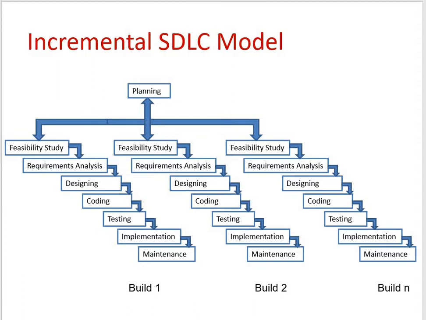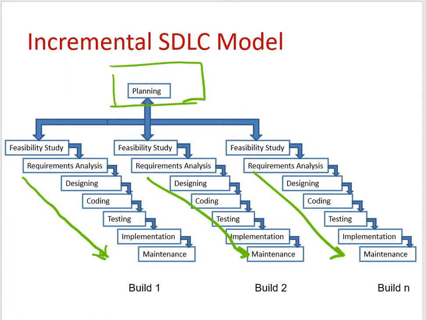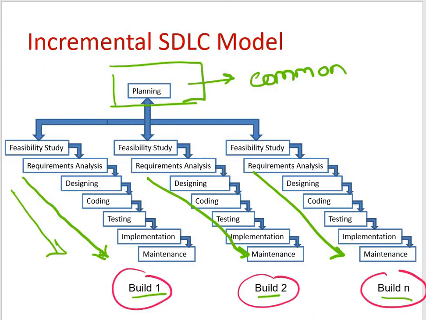So, from the image only, you might have gotten some idea that it is either a generic software development lifecycle model or a waterfall model, to be very specific. And in this, what we have done is the planning is the common one, and each time we get a different build. That means the entire process is followed and we get a different build for each iteration.